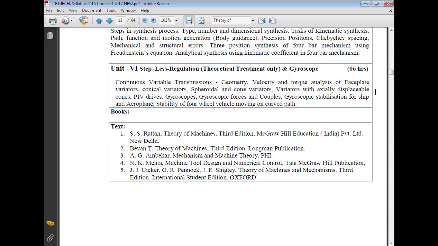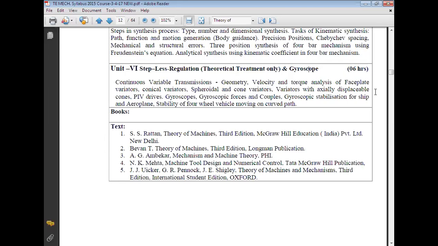Moreover, this is a conceptual subsection of the unit, where you must understand the basics of gyroscope and what the different gyroscopic forces and couples are. If you have understood this, then and only then will you be able to solve the numericals based on this particular section. So this is what we are going to discuss in unit number 6.